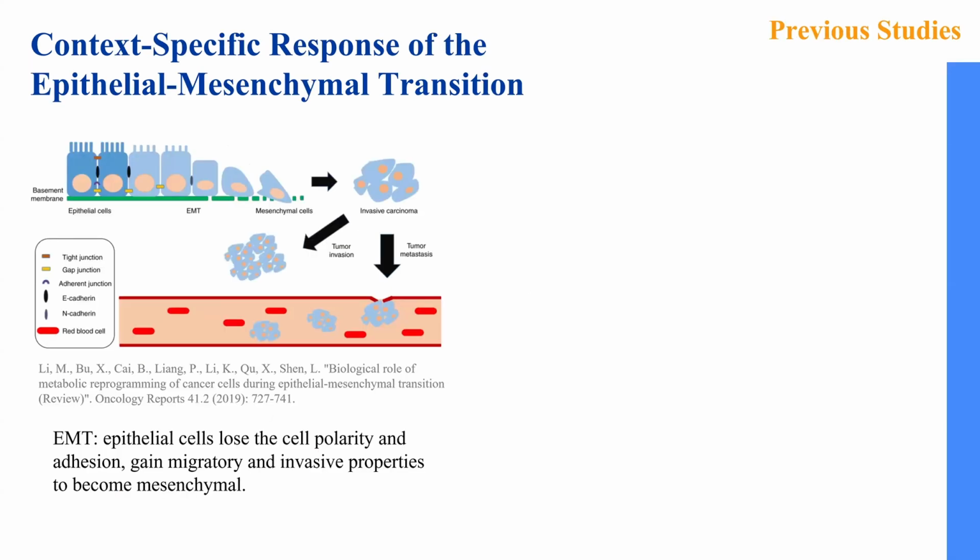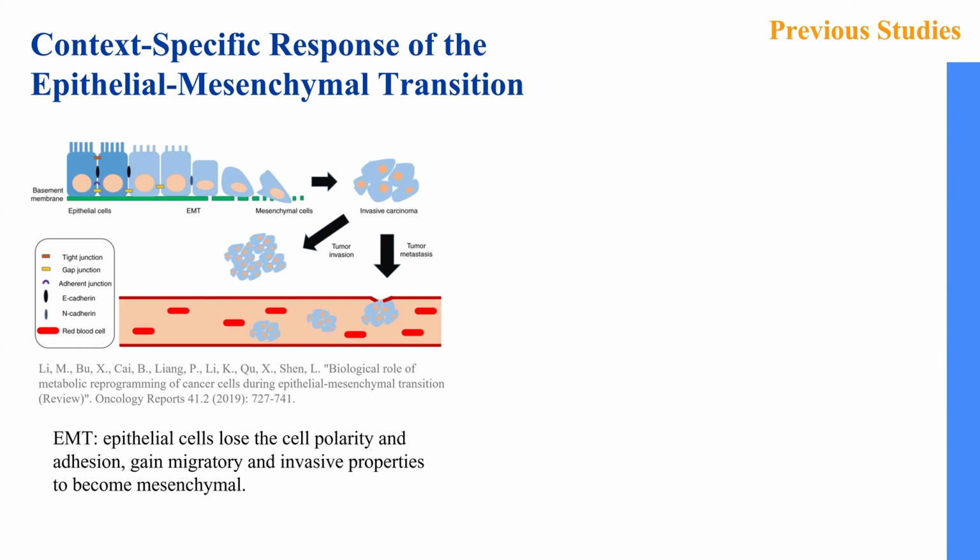There are a few examples from recent studies. First, the epithelial-mesenchymal transition, or EMT in short, is very important. During the EMT transition, the epithelial cells lose the cell polarity and adhesion. Then they gain migratory and invasive properties to become mesenchymal. So this is very critical in cancer metastasis.